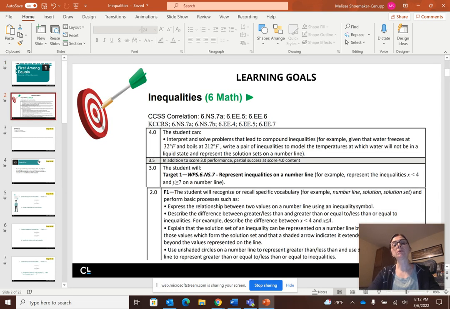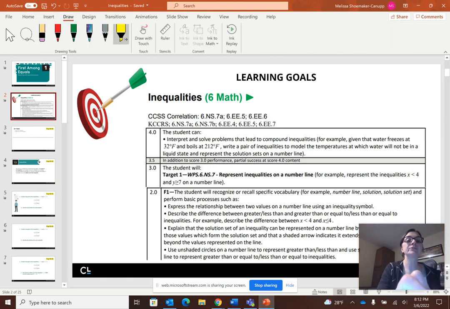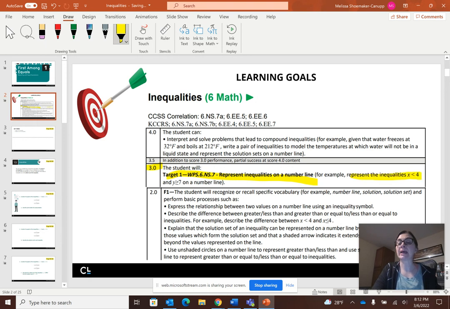So remember, our learning goal today and this week is to learn about inequalities. It's where we're comparing two things. They might not be equal. They might be equal. They might be bigger. They might be smaller. So we're going to be looking at representing inequalities on a number line. That is our first target. That's a level 3. So being able to represent on a number line x is less than 4 or y is greater than or equal to.